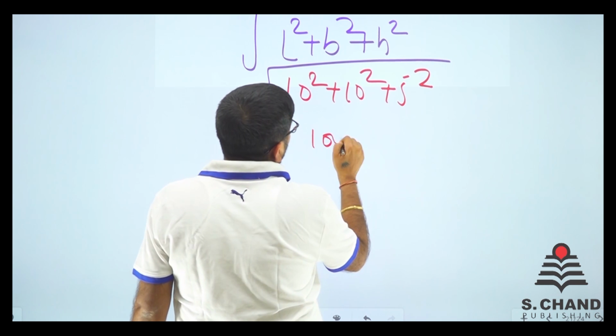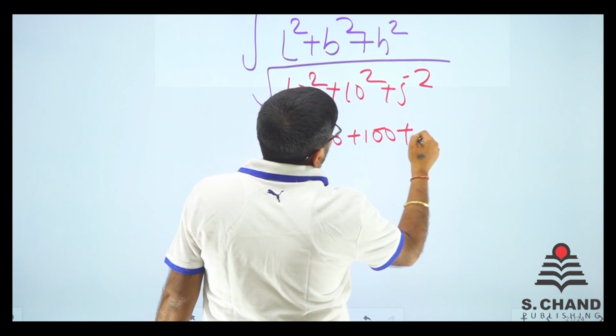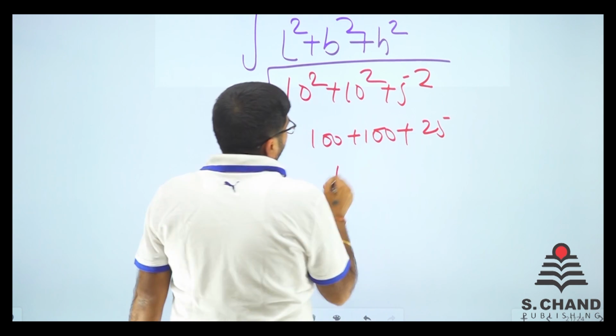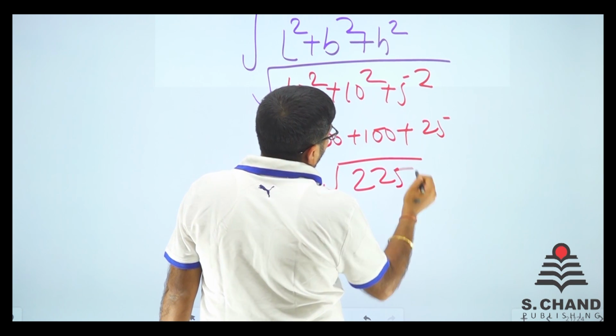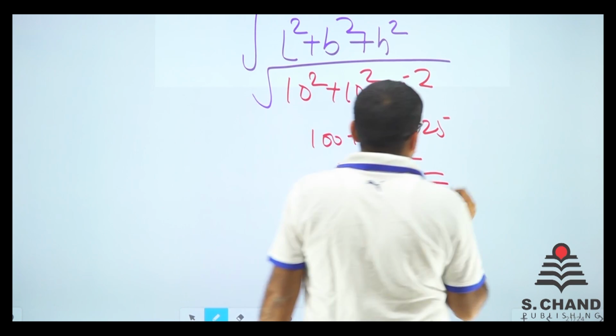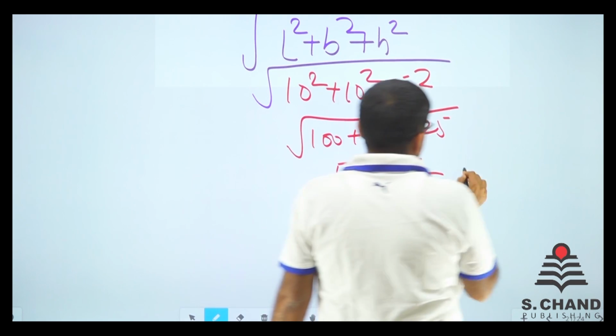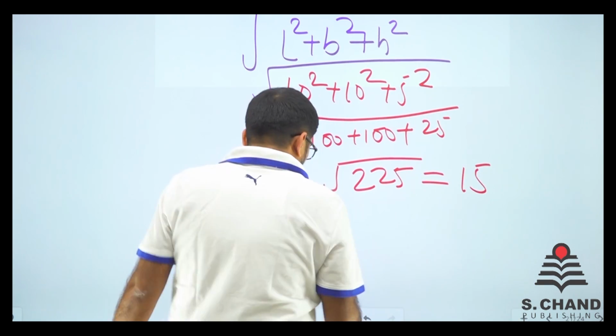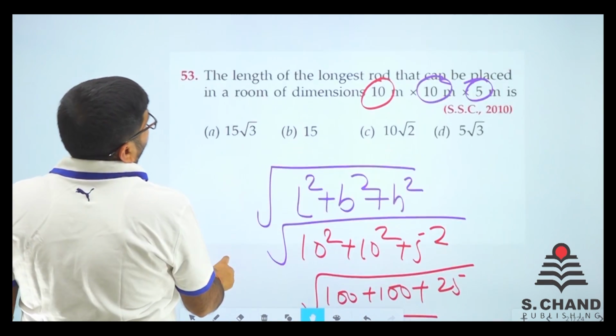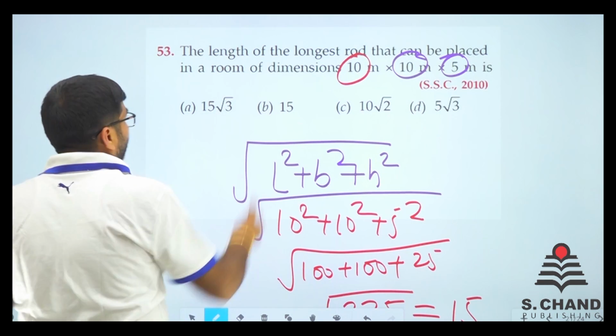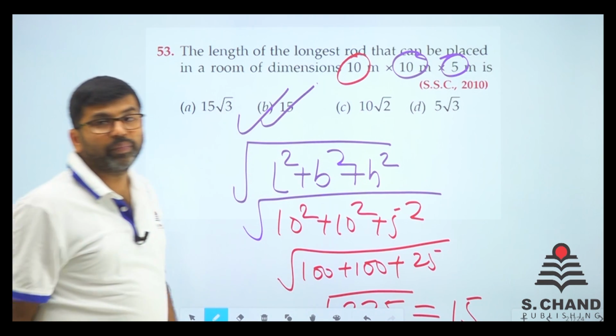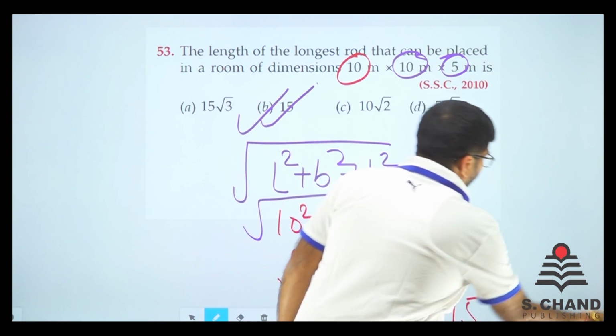So it's like 100 plus 25. So it is like 225. And root 225 is 15. So the longest what we can put is 15 meter. Here is the answer. Here we go. Now to the next question we go.